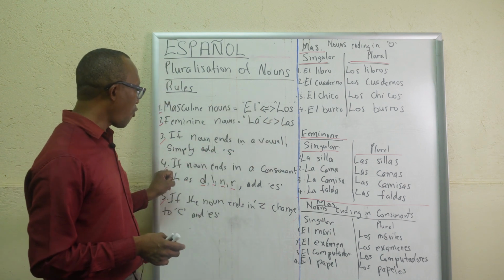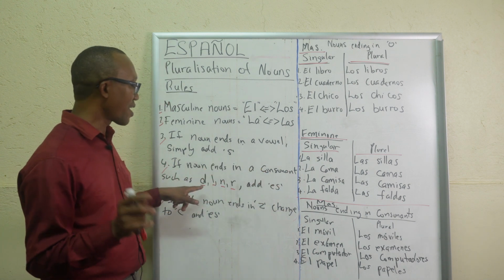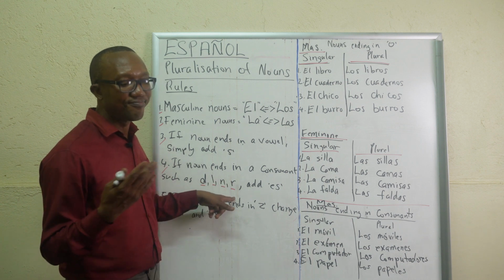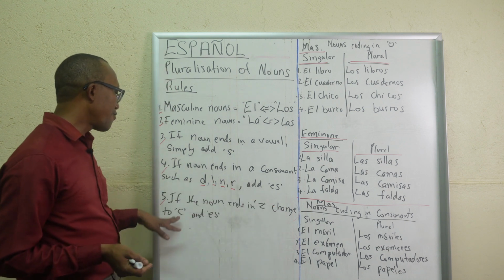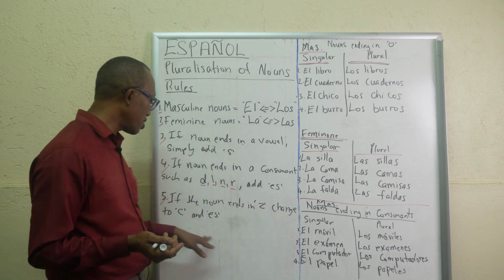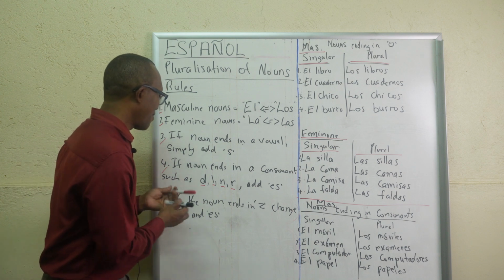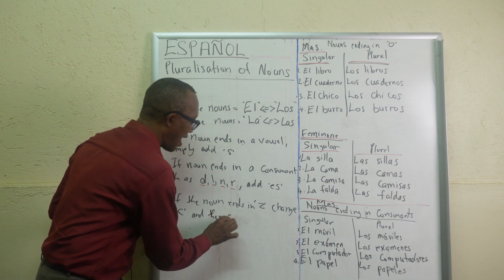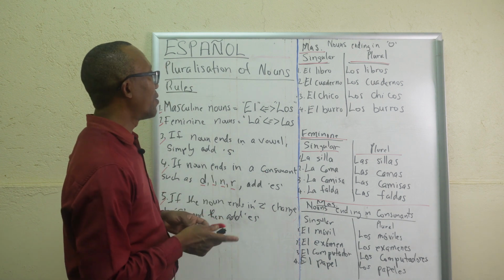If the noun, number 4, ends in a consonant, such as, so it's very specific, D, L, N, or R, we add ES. We have to add ES. If the noun ends in a Z though, or some people say Z, change the Z to C first, and then you add the ES. So let me put that. And then add ES.